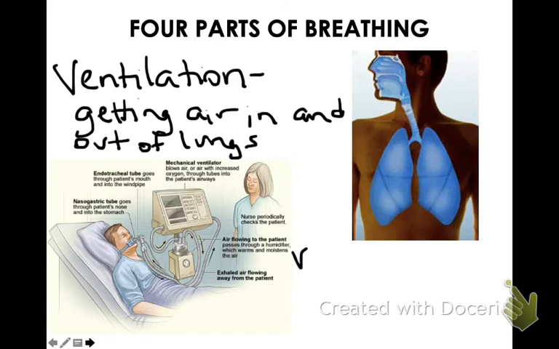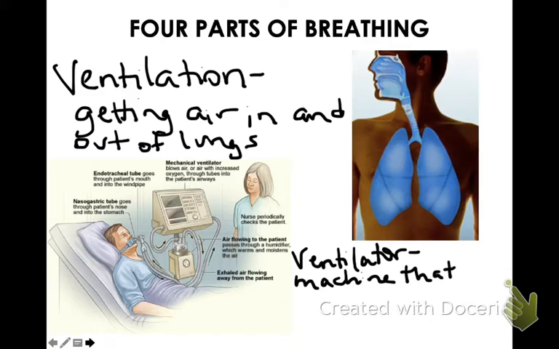So we've got a ventilator over here in the corner. And that's just the machine that would do it for you. So if you're no longer able to breathe on your own, we would have a ventilator that could do that for you until you're able to. So it's a machine that helps somebody breathe.